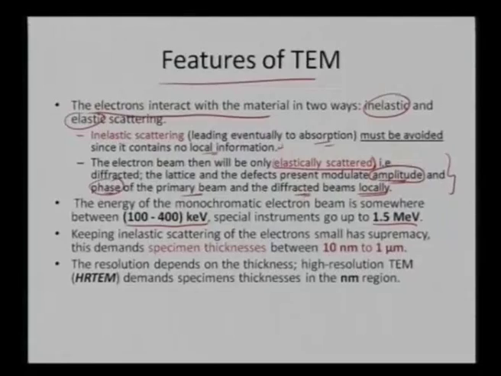But instruments as high as 1.5 MeV are available, which can penetrate into a material which is more than 1 micrometer in thickness. But generally the thickness of the specimen has to be approximately 10 nanometers, or maybe the lesser the better. And again, my resolution depends on the thickness. If you want high resolution TEM imaging, we need the specimen to be thin enough, approximately nanometers in thickness, so I can extract much more information in terms of lattice fringes or high resolution grain boundary imaging and so on.